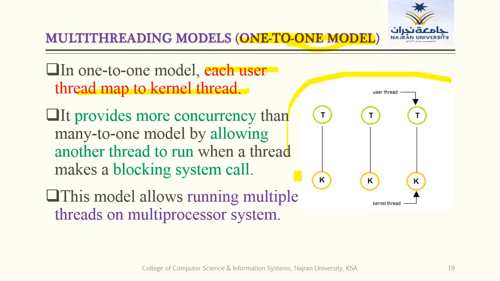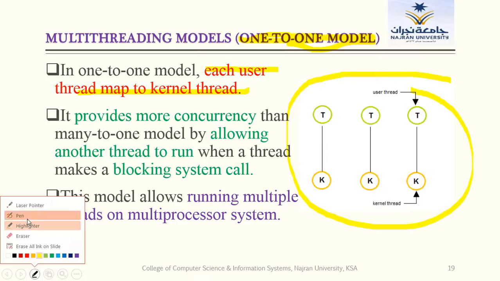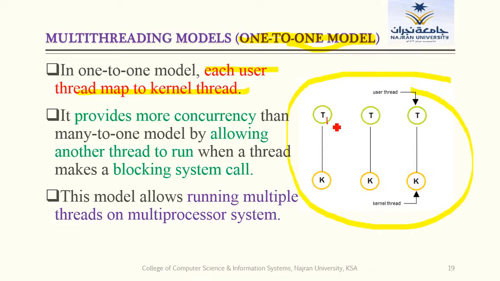If you see this diagram, we have 3 threads. Suppose I name them T1, T2, T3. So T1 has one kernel thread, T2 has a separate kernel thread, and T3 has a separate kernel thread. Now if you compare this model with the many-to-one model, in many-to-one we have only one kernel and many user level threads are mapped to only one kernel.